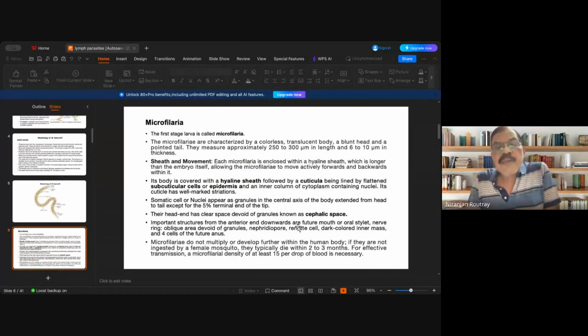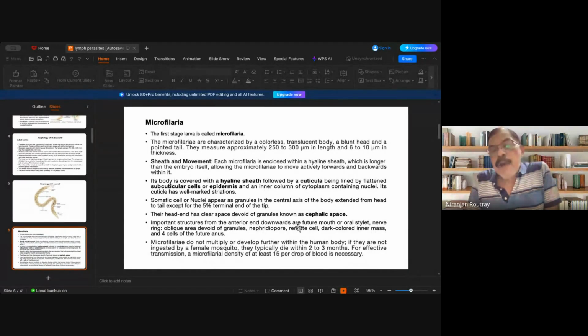In our next slide, you can see their head end has a clear space devoid of granules known as the cephalic space. Now, the important structures of the microfilaria from the anterior end downwards are the future mouth or oral stylet, nerve ring, oblique area devoid of granules, and nephridiopore. All these things are present.